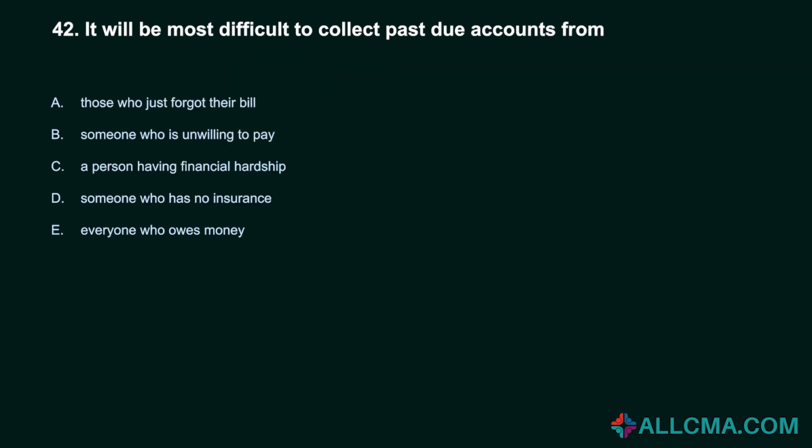42. It will be most difficult to collect past due accounts from A. Those who just forgot their bill. B. Someone who is unwilling to pay. C. A person having financial hardship. D. Someone who has no insurance. E. Everyone who owes money. Correct answer, B. Someone who is unwilling to pay.